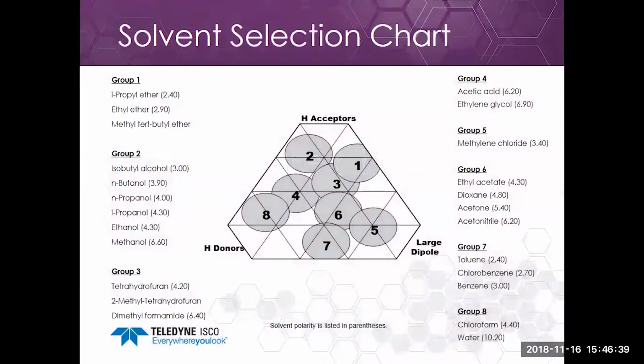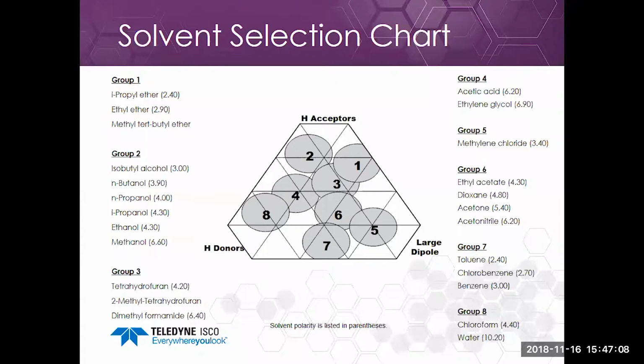So I want to go to our solvent selection chart, and we look at these different groups of selectivity for these solvents. Usually these solvents are pretty interchangeable within a group. So maybe I'm using a compound like acetonitrile. I can stay in that group and maybe use acetone instead, and stay in group 6 there.